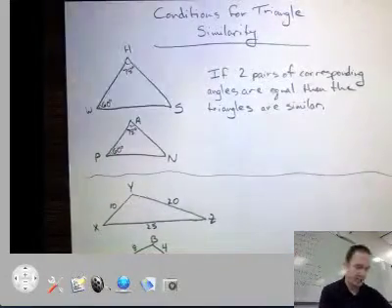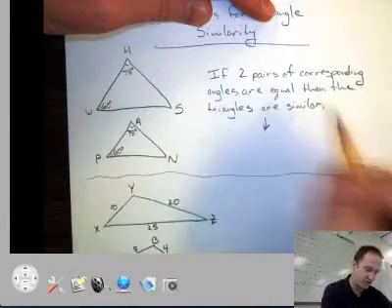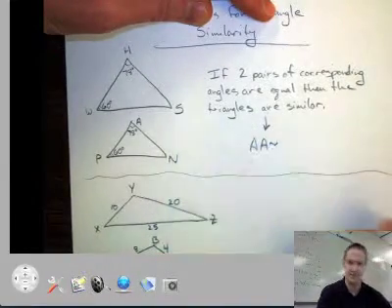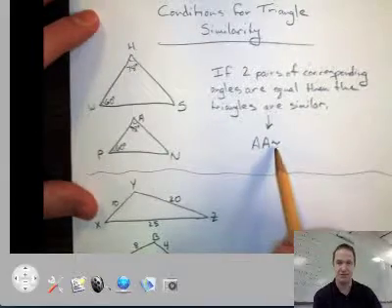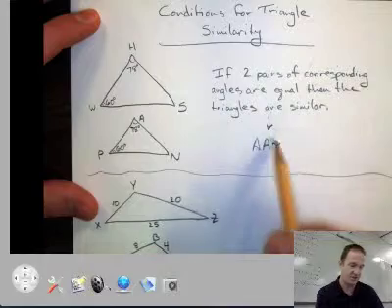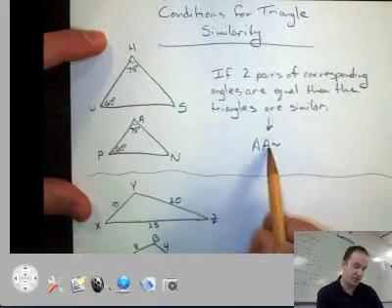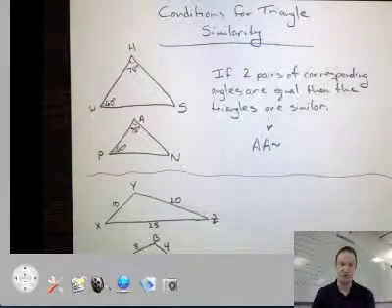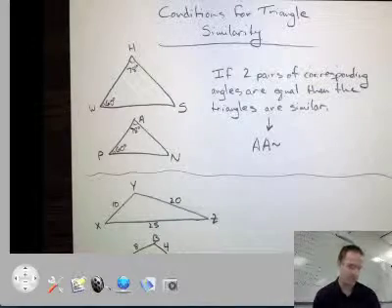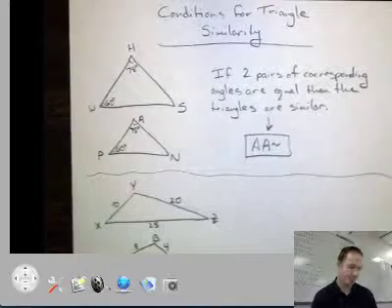So from now on, instead of writing that whole big long sentence out, we're going to call that angle similarity. So angle, and then the similarity symbol is just another way of writing this big long sentence. We understand that these two things mean the same thing. So when you see angle similarity, you know that means if two pairs of corresponding angles are equal, then the triangles are similar. So this is one of the three conditions that we're talking about today.